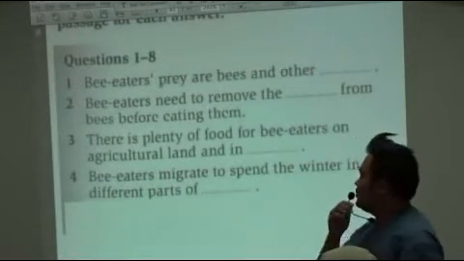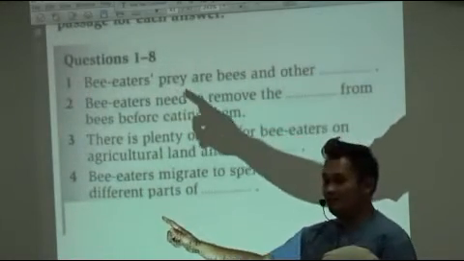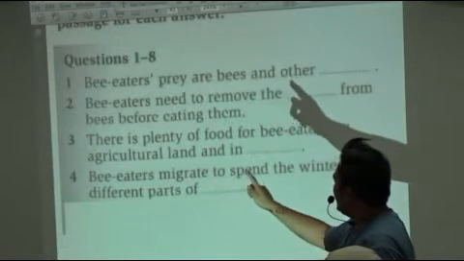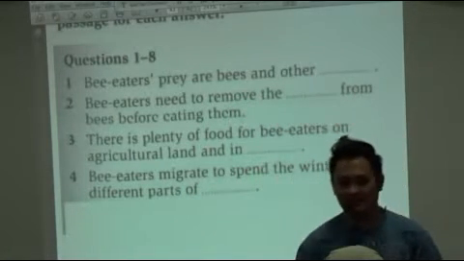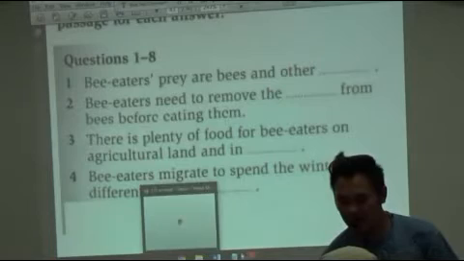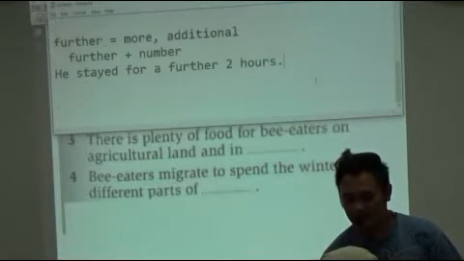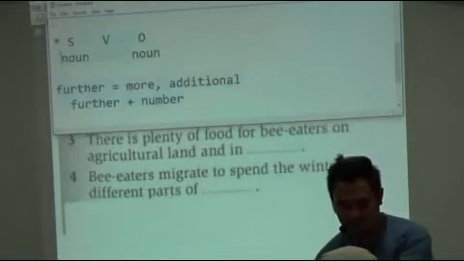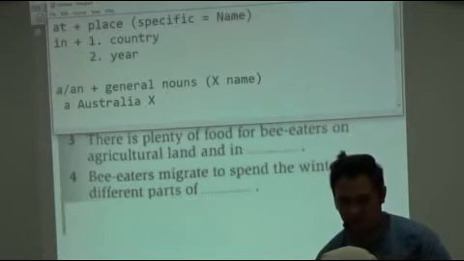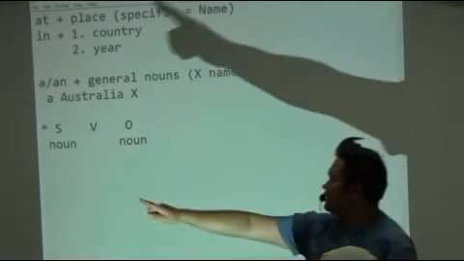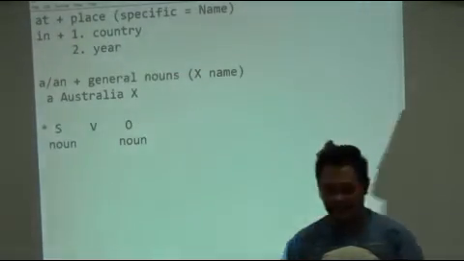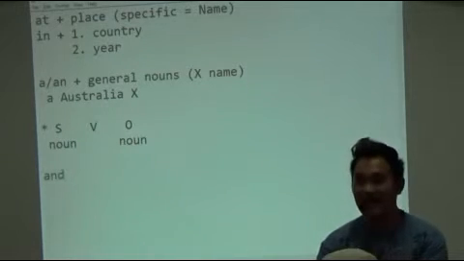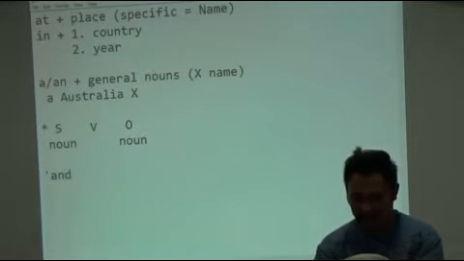Right. Bee-eaters' prey are bees and other blank. Okay? Today we've learned a couple of words. What are they? When you have at, place, in, country, and, now we have to use the word and. Everybody say and. The other word is or.